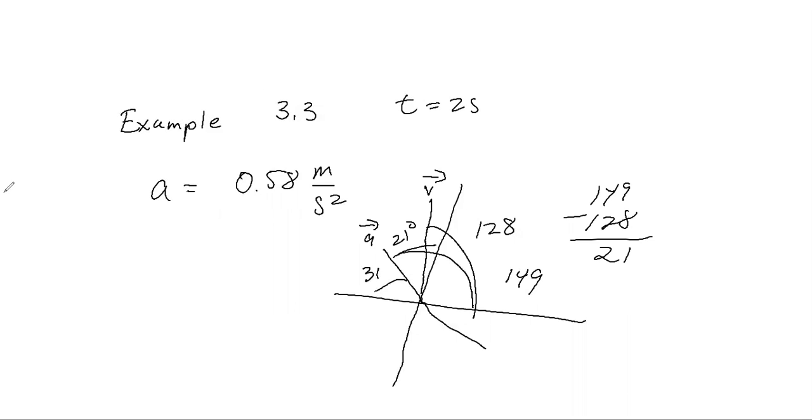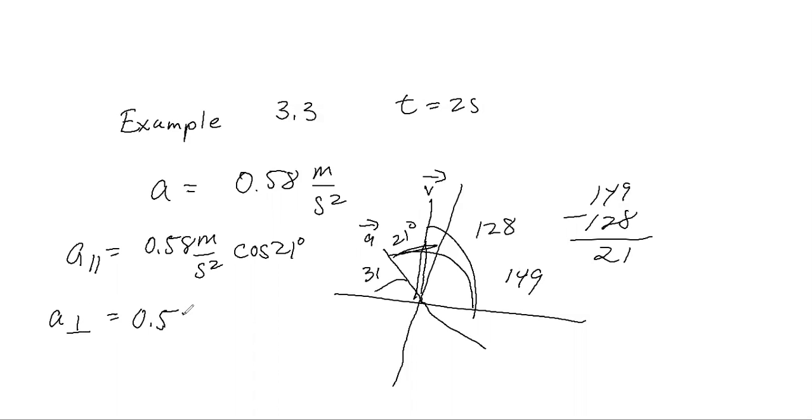So we get, let's see, A perpendicular is going to be this guy, this sine, and A parallel is going to be there. So A parallel is going to be 0.58 meters per second squared times cos 21. And A perpendicular is going to be 0.58 meters per second squared times sine of 21.